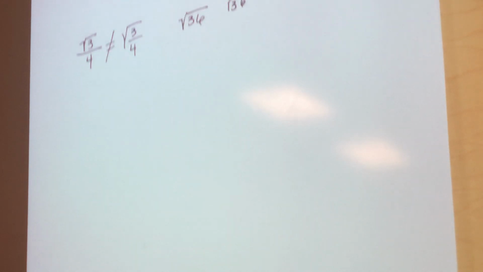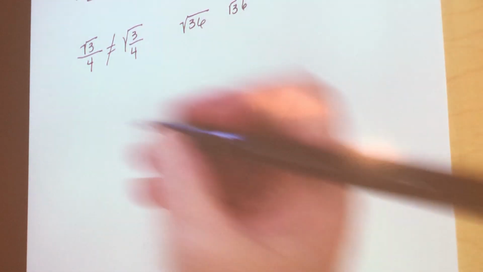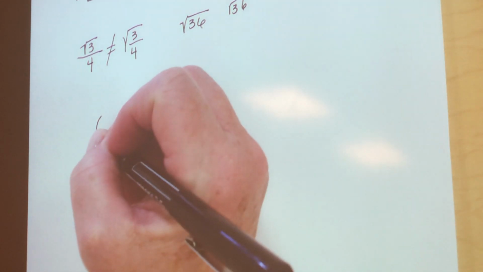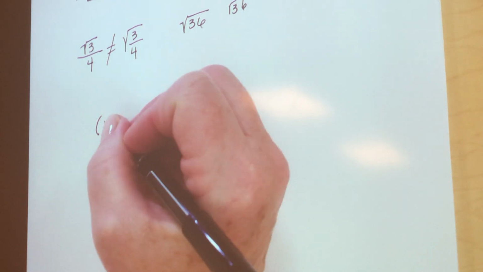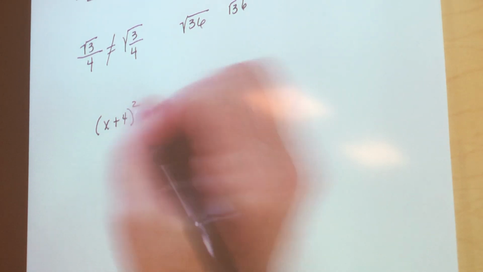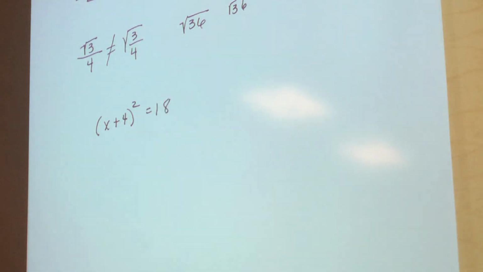All right, so I got two more little issues that we had. Here's the first one. It looks something like this. X plus 4 quantity squared is equal to 18. So you got it down to this right here. Now what do I do to solve it?